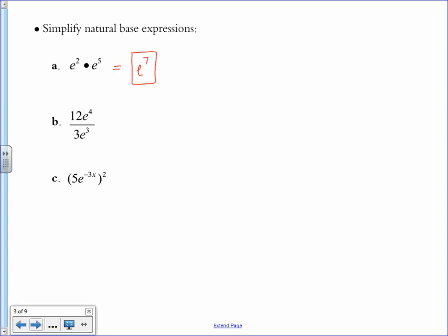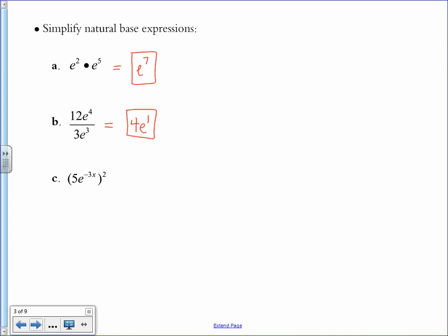So we're really just practicing our exponent rules at the start here. The 12 divided by the 3 we simplify as normal, which is going to be a 4. And remember, you've got an exponent on top and an exponent on bottom with the same base. You subtract them. So e to the 4 minus 3 power is e to the 1.